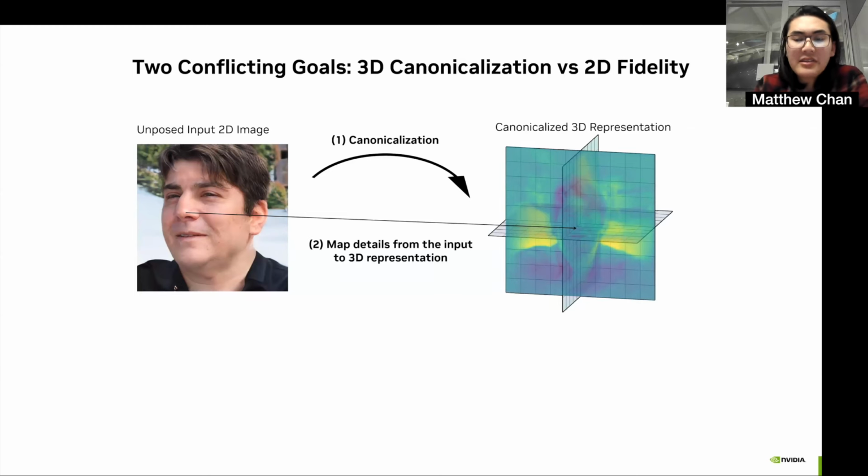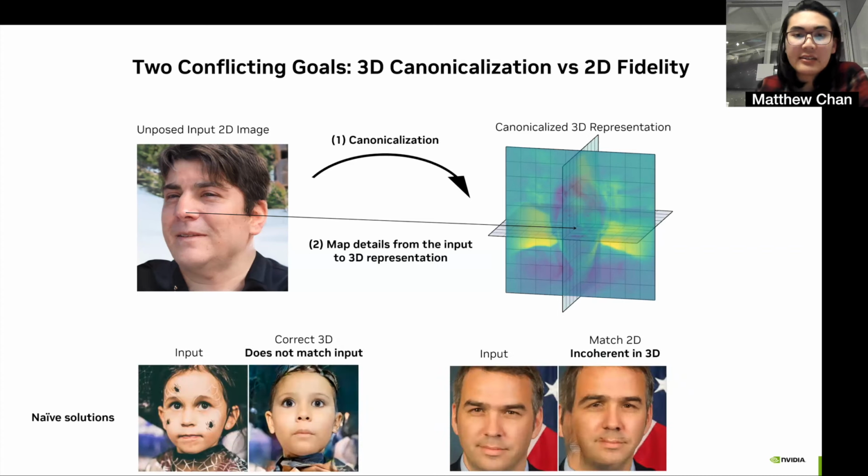But the other thing that needs to happen is we need to make sure that all of the high resolution details are properly copied to the right locations, despite there being no obvious correspondence between a 2D input image and an output 3D object.